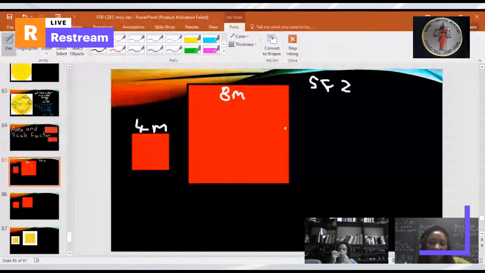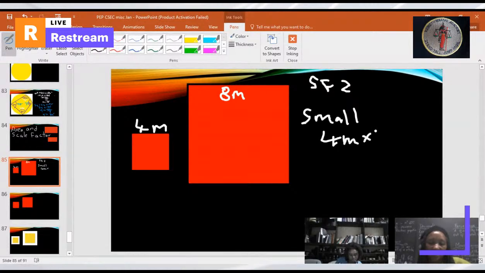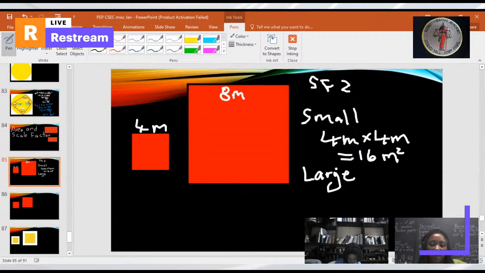For the small square, the area is side times side, so that's 4 meters times 4 meters. So that would give us 16 meters square. All right. For the large square, the area would be 8 meters times 8 meters.